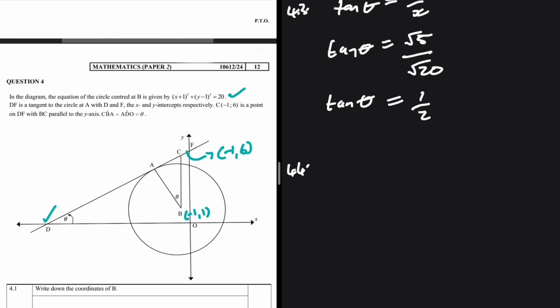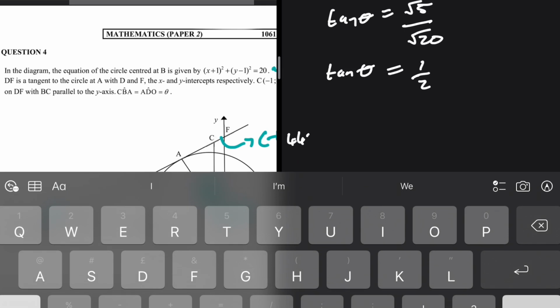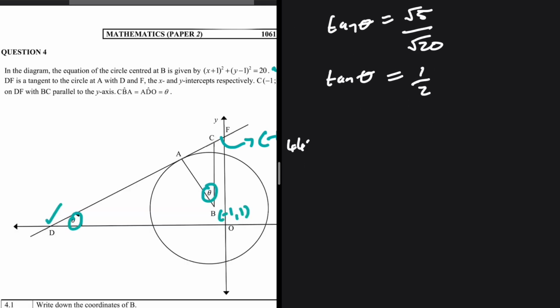Because if I have the coordinates of D, I can calculate the gradient of DF, and then multiplied by the gradient of AB should give me minus 1, because they are perpendicular to each other. The radius is perpendicular to the tangent. And actually I can, because look at this. This angle here is theta, and this angle here is also theta. And in 4.3, we said that tan of theta is equal to 1 over 2.